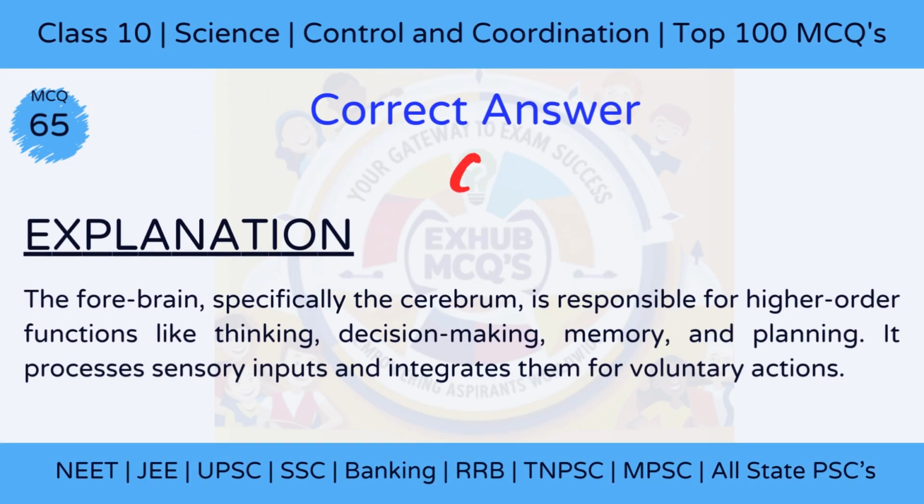The correct answer is option C, forebrain. Explanation. The forebrain, specifically the cerebrum, is responsible for higher-order functions like thinking, decision-making, memory, and planning. It processes sensory inputs and integrates them for voluntary actions.